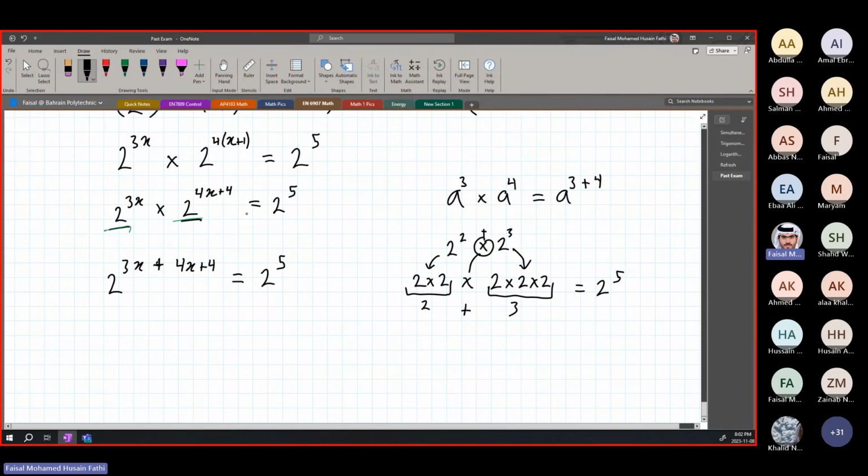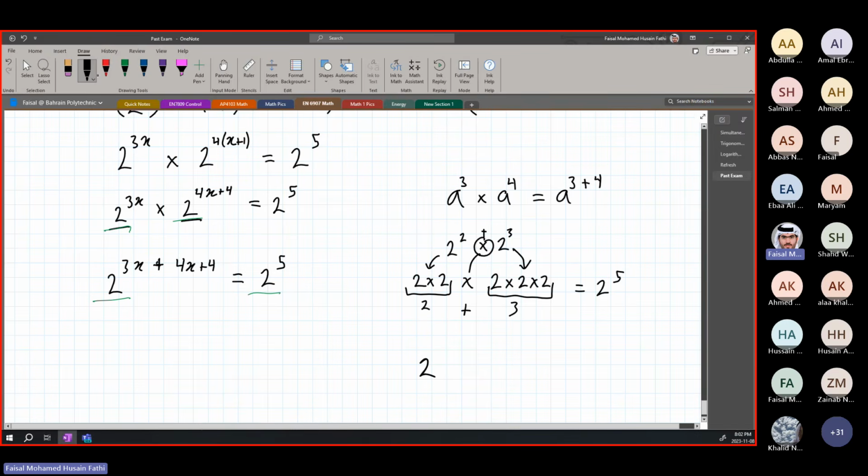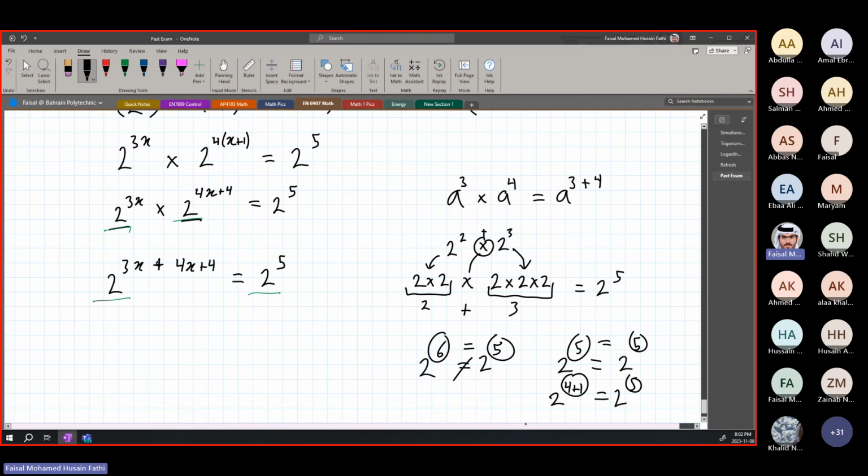Now, like I said before in the review session, because we have the same bases, we can't say, for example, that 2 to the power of 6 equals 2 to the power of 5, right? Wrong. If we have the same bases, this has to be equal to this. We can say 2 to the power of 5 is equal to 2 to the power of 5. These have to be equal. We can also say 2 to the power of 4 plus 1 is equal to 2 to the power of 5. These have to be equal. So we will apply the same rule here.